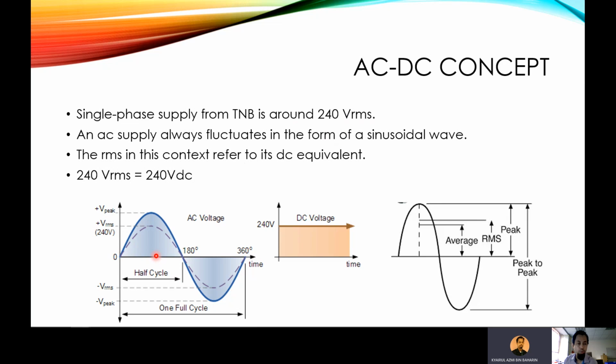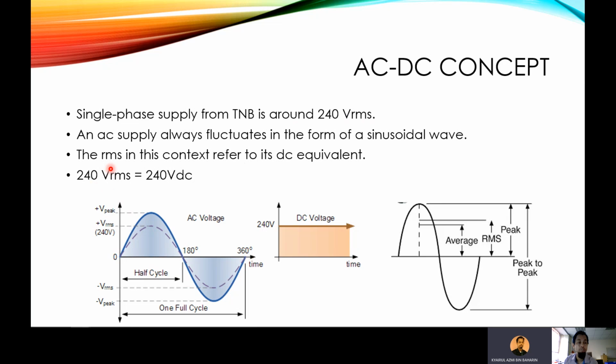And it also has a positive cycle and a negative cycle. So when we talk about 240 volt RMS for AC, we are talking about its equivalent value in DC. So DC is given by the graph here. So for a DC supply, when we say 240 volt DC, that means the voltage is always constant at 240 volts. Whereas for AC, it's not constant. It will always change with respect to time.